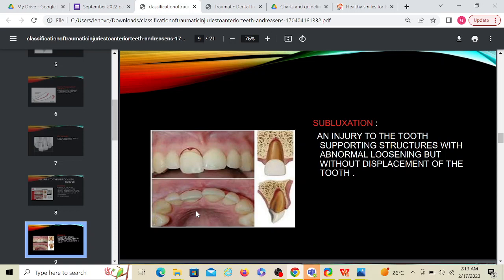It won't be displaced mesially or distally because if it is displaced mesially or distally, that means some alveolar bone fracture has happened. So basically, there is abnormal loosening of the periodontal ligament and it has either extruded or it has moved a bit palatal or labial. In this scenario, depending on how much subluxation has happened, you will either reposition the tooth and splint it. I will talk about the duration of splinting and all in the Ellison-Davis classification. Or you can just leave it as it is, depending on which tooth it is, primary or permanent.